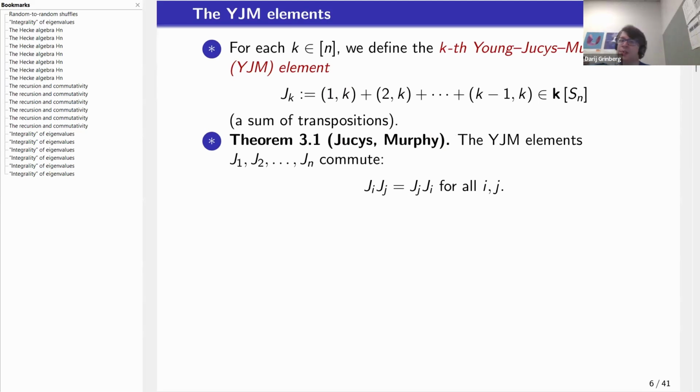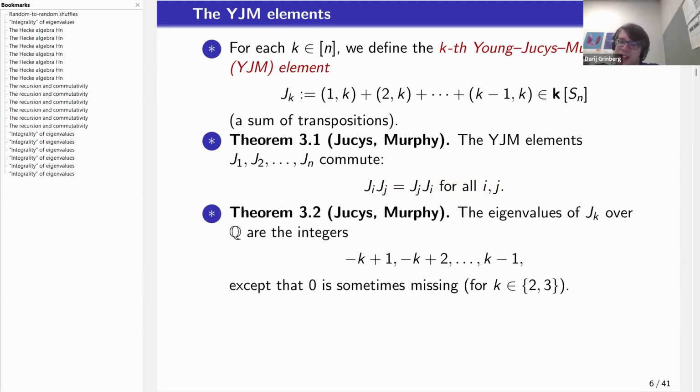Now, here is the first easy but not obvious, maybe unexpected fact. The transpositions themselves don't commute, but their sums, the J_k, commute. Then something even weirder, and this one is actually not trivial at all, that the eigenvalues of J_k, at least over the rationals, are these integers.